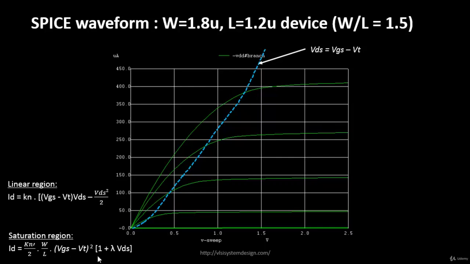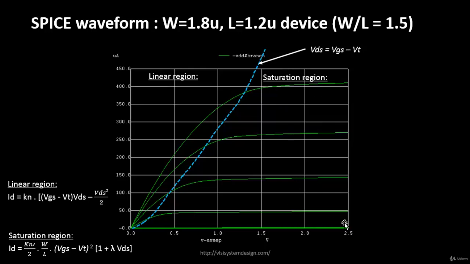It tends to be a function of lambda VDS. So your drain current is a function of lambda VDS, but it's not completely saturated or constant; it's slightly increasing, but it appears to be constant at this point. These are two different regions of operation, and this is correctly mapped. This region will become your linear region, and this region will become your saturation region.